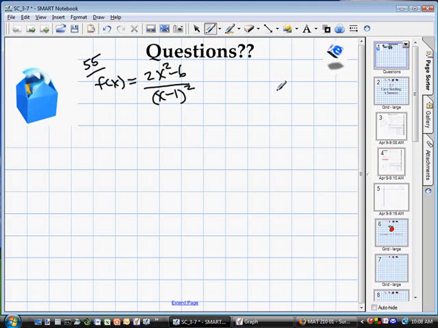Let me ask you this, are there any domain issues here? Is there anything that could cause this equation to, so to speak, crash? And the answer is yes. I can't have x be 1, right? So let's just write that down right off the bat. X cannot equal 1. That probably means we have an asymptote there, almost for sure. Okay, we got that noted.